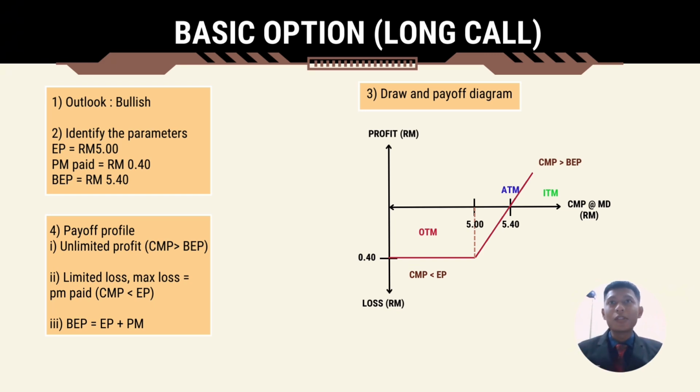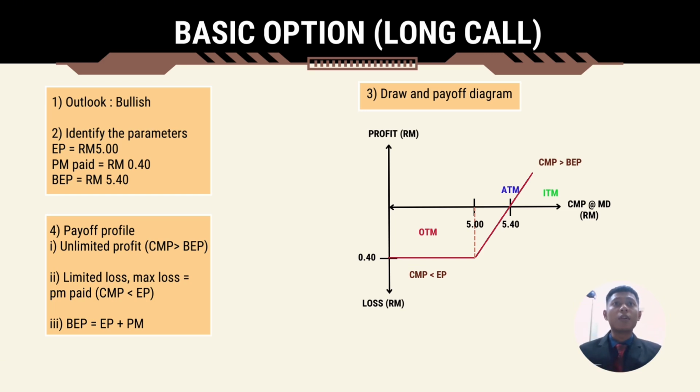The first step is to look at the outlook. The outlook for the long call is bullish. The second step is to identify the parameters. As the question says, the EP is 5 ringgit and the premium paid is 40 cents. For the BEP, we have to add both the EP and the premium paid, so it equals 5 ringgit and 40 cents.